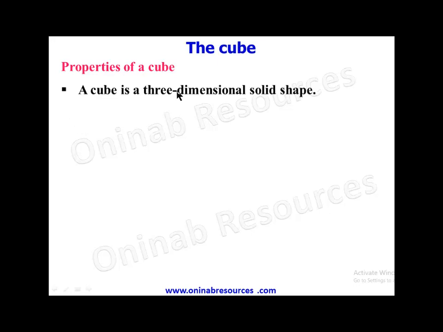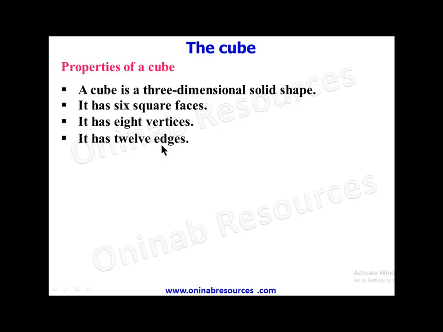A cube is a three-dimensional solid shape. It has 6 square faces. It has 6 faces. All the faces are square in shape. It has 8 vertices. It has 12 edges. It has 9 planes of symmetry. So we have 3 on the square faces and the remaining 6 on the edges.